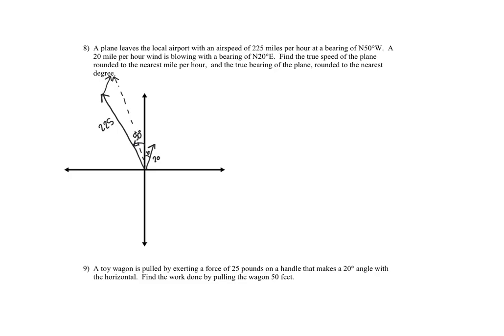So we know it has a magnitude of 225, and the bearing is 50 degrees west of north, so that's 140 degrees as a direction, as a vector. So for the vector, let's call that the airplane vector, the horizontal component is going to be the magnitude times the cosine, and then the vertical component is going to be the magnitude times the sine.